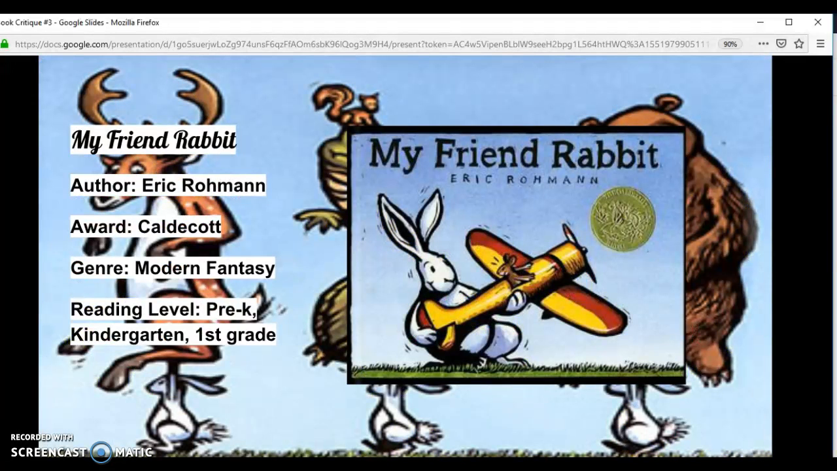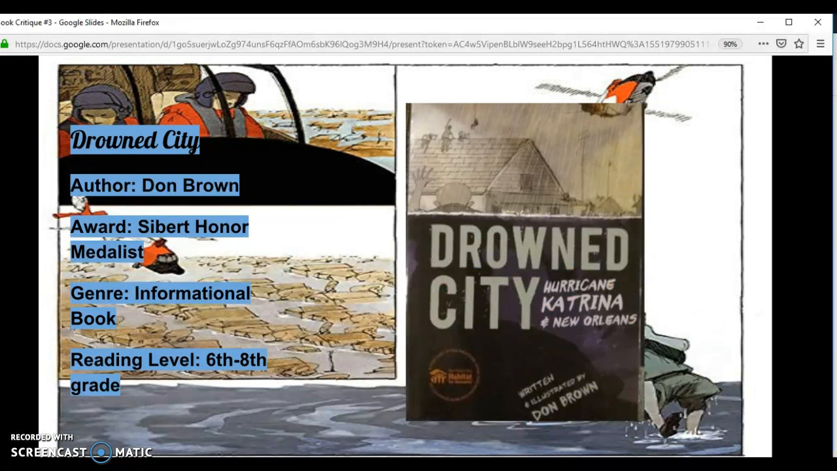This next book is called My Friend Rabbit, written by Eric Rohmann. This is a story about a rabbit who gets a plane stuck in a tree. To solve his problem, he decides to stack up all different types of animals to try to climb them and free the plane. His plan doesn't work, and each animal falls on top of the rabbit. They all grow angry with him, and his friend the mouse jumps in the plane and flies it to save the rabbit.